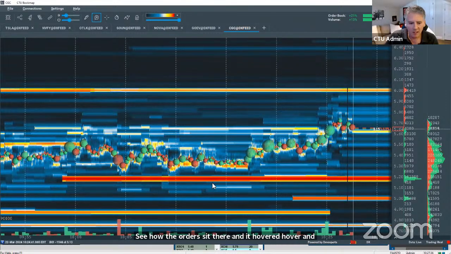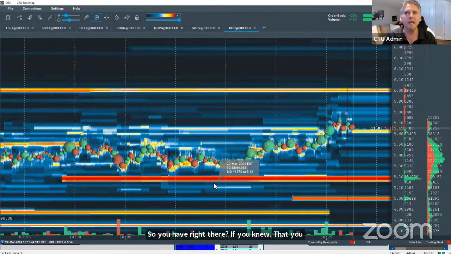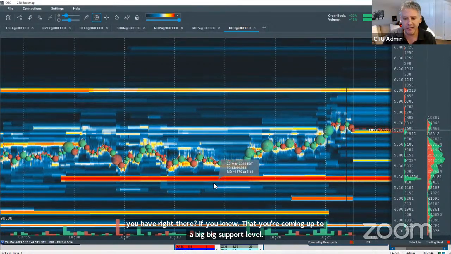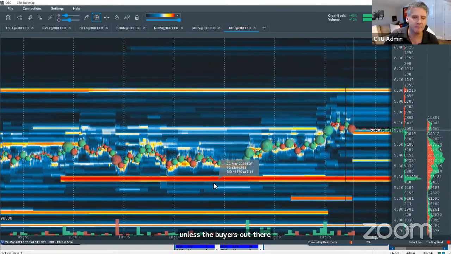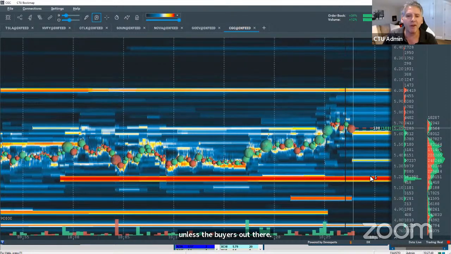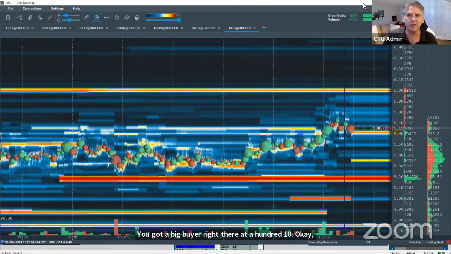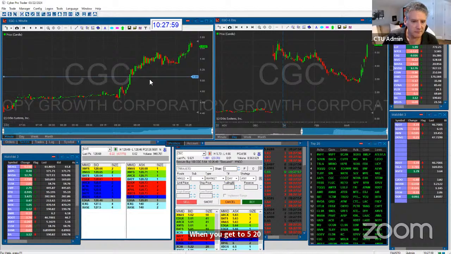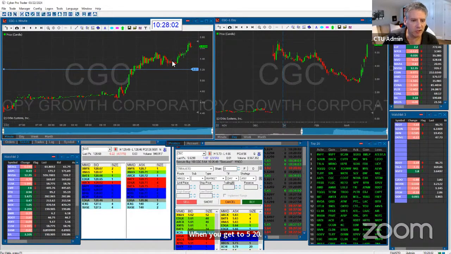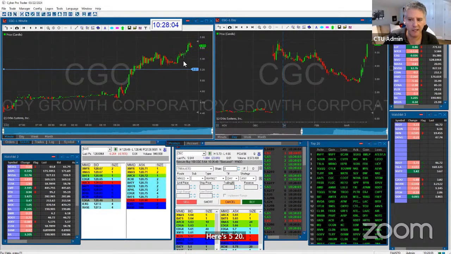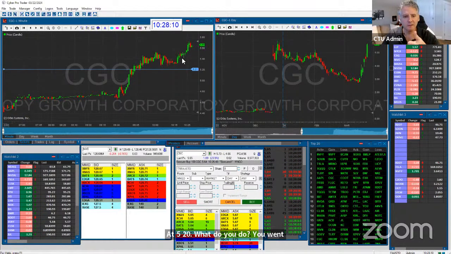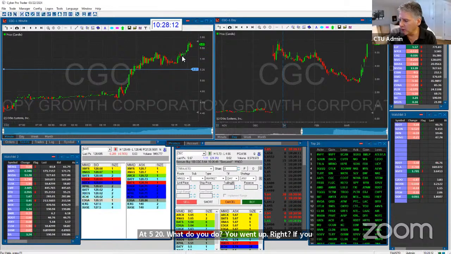See that right there? If you knew that you were coming up to a big support level, big buyer over here, forget support. Supports don't exist unless the buyer's out there. You got a big buyer right there at 110, okay, at 520. What do you think is going to happen when we get to 520? Here's 520. Kind of looks like it's been hovering and didn't want to break there, right? At 520. What did it do? It went up, right?